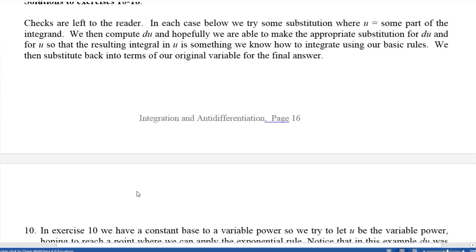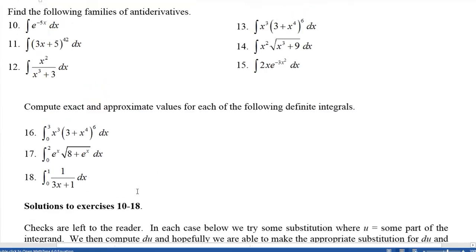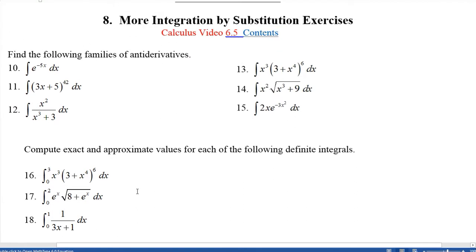Okay, let's try another one here. Number 13. The integral of x cubed times (3 plus x to the 4th) to the 6th power. Okay, see if you can do that one on your own now. Press pause, come back when you're done. Press pause now.